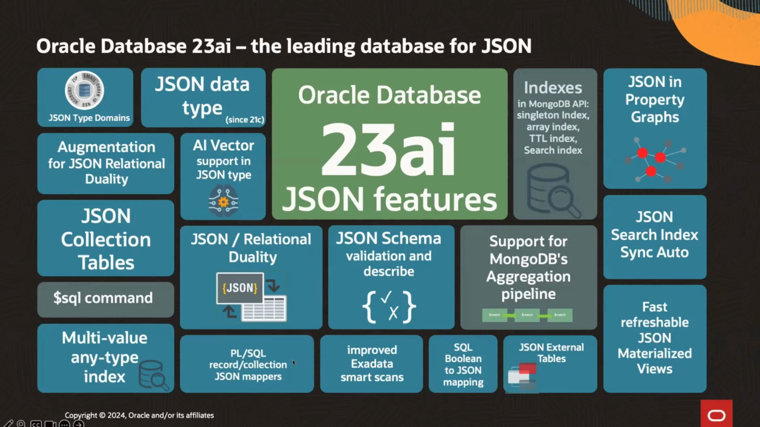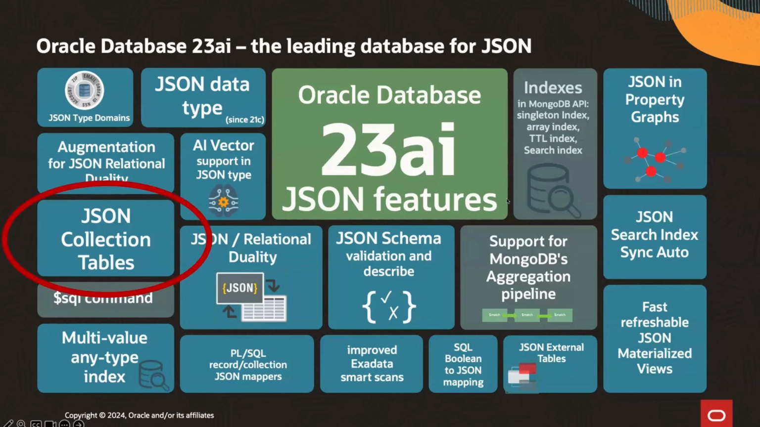We've added things to PL/SQL, like record collection mappers. We improved smart scans. There's JSON and property graphs. The JSON search index got better in syncing. On the Mongo API, this is the gray color. We have much better support for indexing now. We support the aggregation pipeline. And by supporting the aggregation pipeline, what we basically do is take MongoDB's aggregation language and translate that to equivalent SQL. We can also directly run SQL from the Mongo API. So if someone uses the Mongo API, they can issue SQL commands through the Mongo API. So this is just a very short overview.